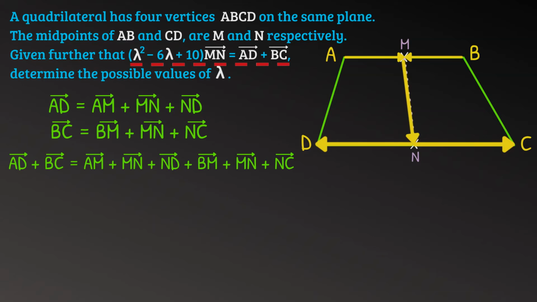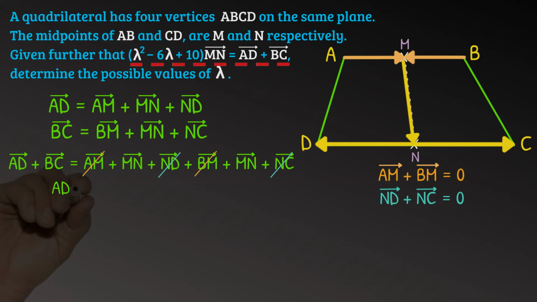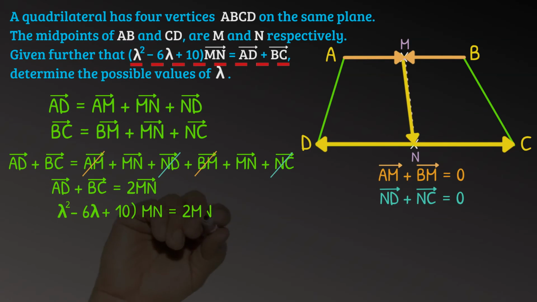But if we look at the diagram, we can see that because M is the midpoint of AB, that means that AM and BM are of exactly equal magnitude but in opposing directions. So if we add them together, we get 0. This means we can cancel them out from the equation, and also the same applies to ND and NC. This means that AD plus BC equals 2MN, so we can substitute that back into the equation that we were given in the question. And the MN will cancel out on both sides.